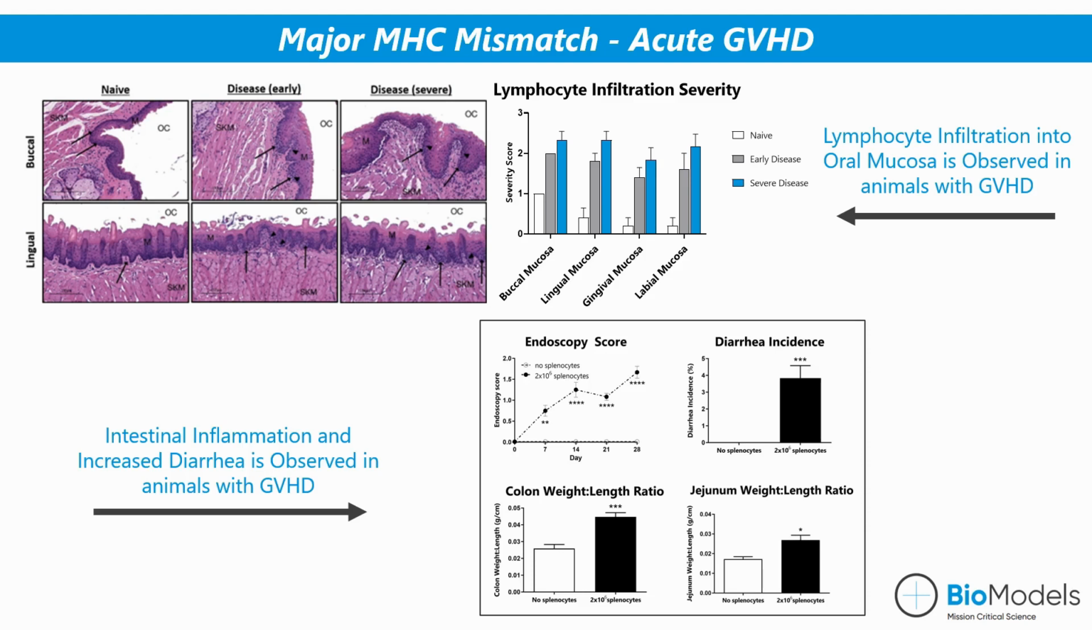Additionally, we often look at intestinal inflammation within this model. And so as you can see, as disease progresses, we see increasing endoscopy scores. We also see significant increases in diarrhea, as well as significant increases in colon weight length ratio, as well as jejunum weight length ratio.